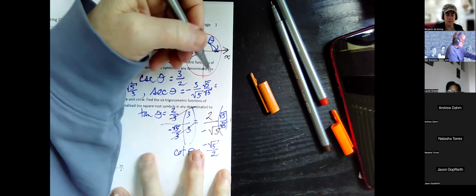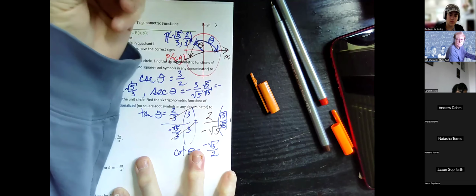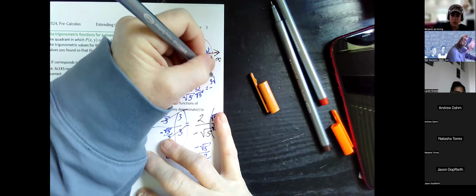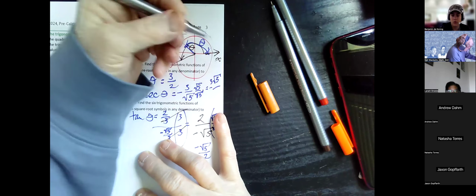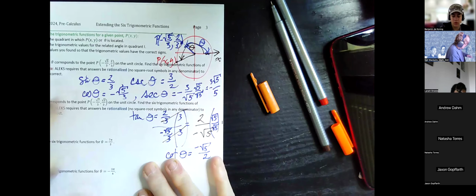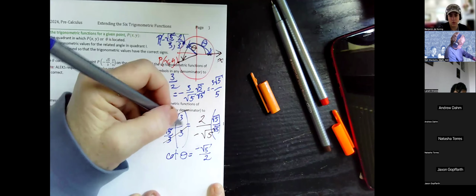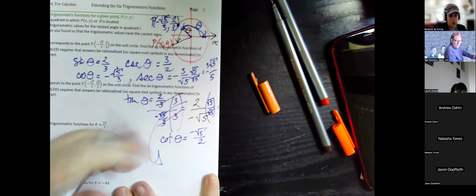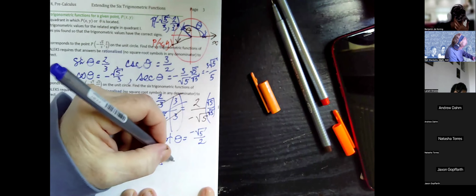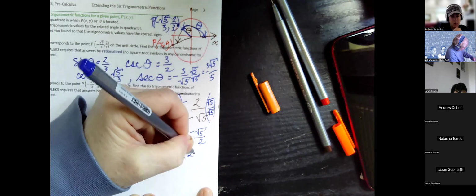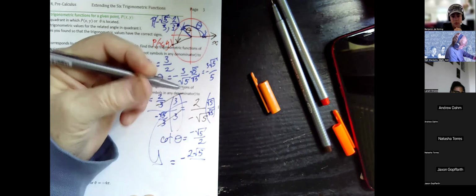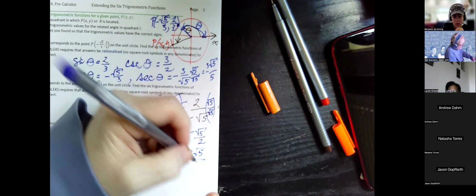In the numerator, we're going to have 3 square root of 5, and in the denominator, 5. And for the tangent, in the numerator, 2 square root of 5, and in the denominator, 5.